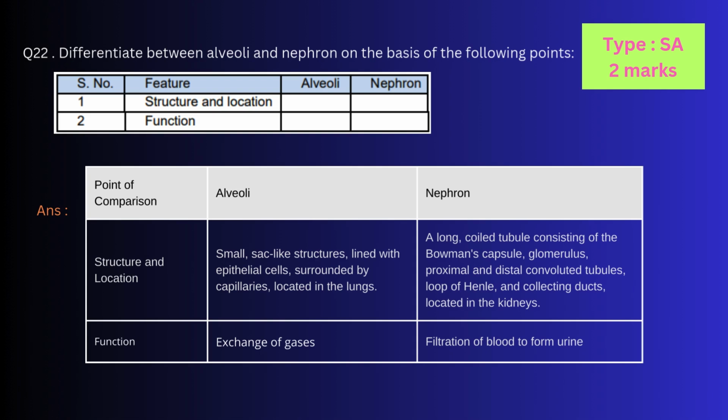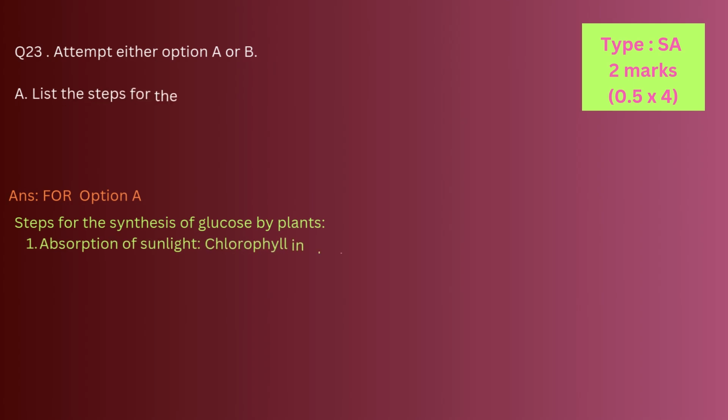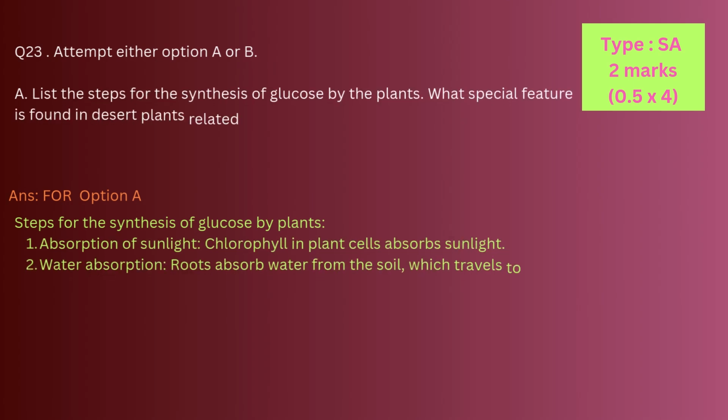On the other hand, nephron is a functional unit of kidney responsible for filtering blood, reabsorbing essential substances like water and nutrients, and forming urine. The nephrons consist of several parts, including Bowman's capsule and the loop of Henle, and it is located in the kidneys. So while alveoli help in breathing, nephrons play a key role in waste removal and maintaining the fluid balance in the body.